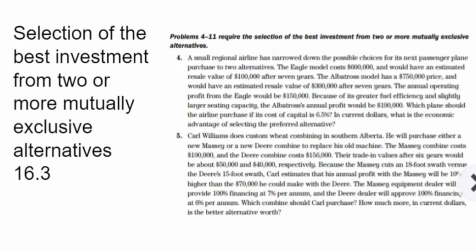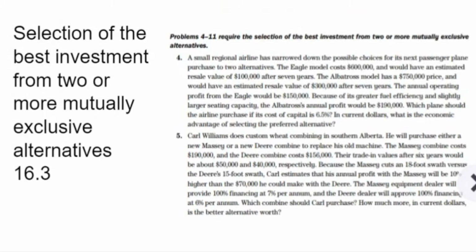A small regional airline has narrowed down possible choices for its next passenger plane purchase to 2 possible alternatives. The Eagle model costs $600,000 and would have an estimated resale value of $100,000 after 7 years. The Albatross model has a $750,000 price and would have an estimated resale value of $300,000 after 7 years. So again, we have 2 different airplanes, with 2 different cost and revenue structures.